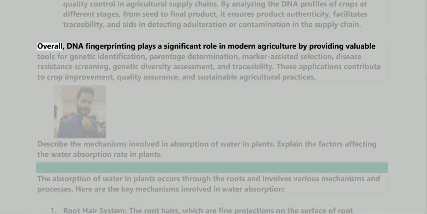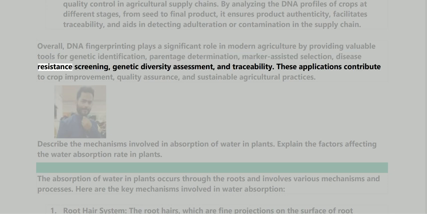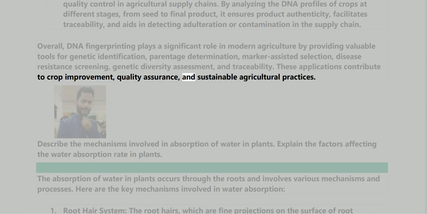Overall, DNA fingerprinting plays a significant role in modern agriculture by providing valuable tools for genetic identification, parentage determination, marker-assisted selection, disease resistance screening, genetic diversity assessment, and traceability. These applications contribute to crop improvement, quality assurance, and sustainable agricultural practices.